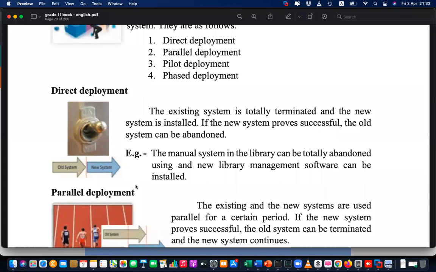Any issue? No issues. There are few issues because users may not like this.